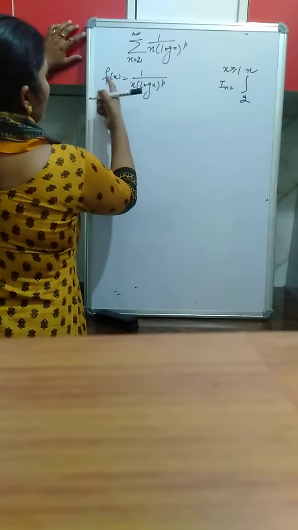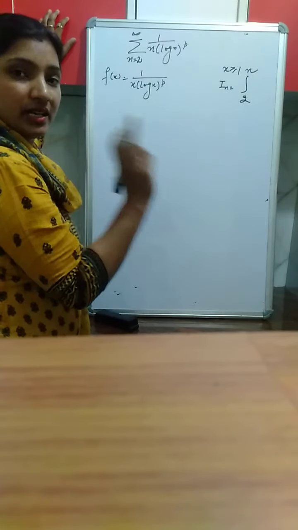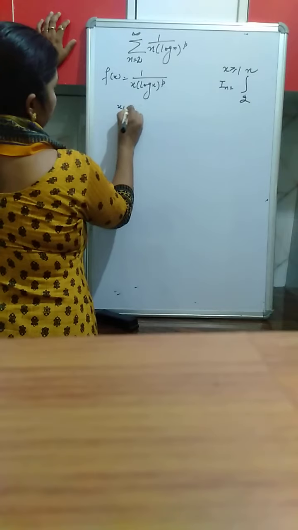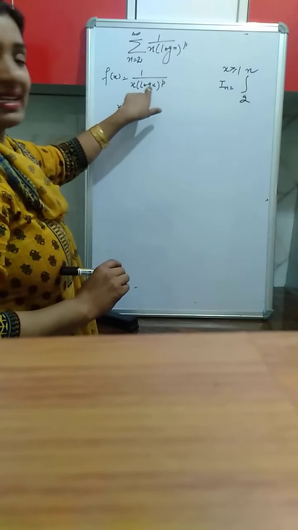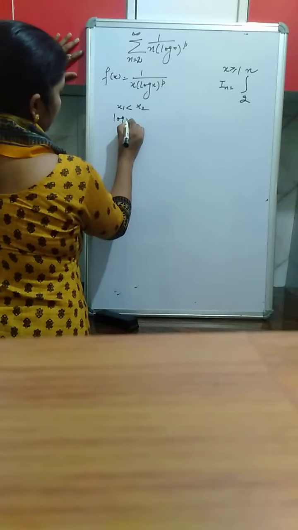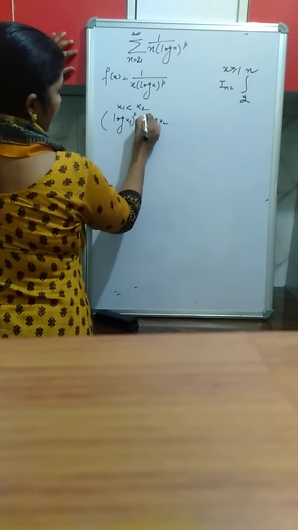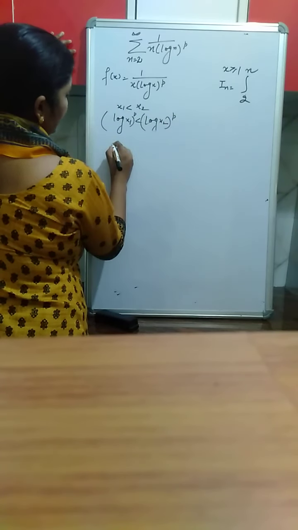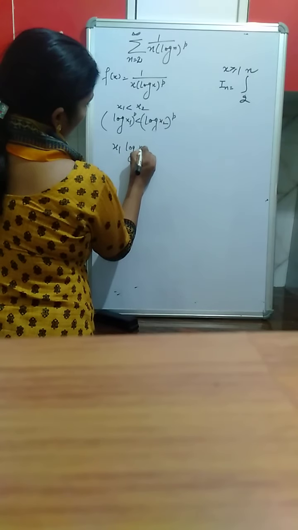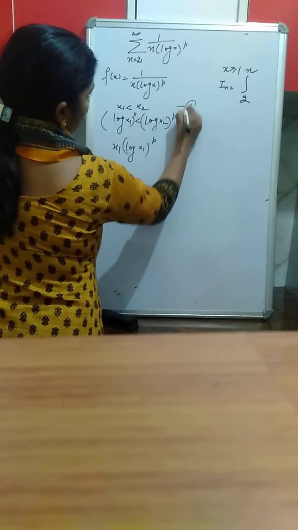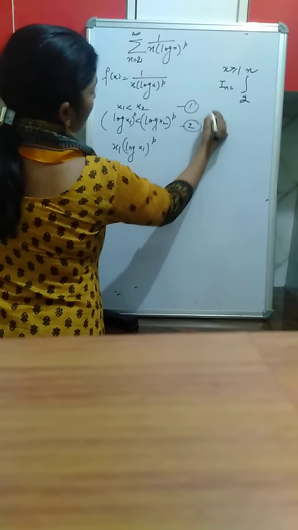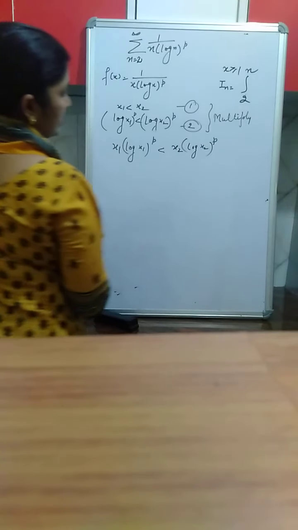Second condition, f must be decreasing, so let us take x1 less than x2. As log is an increasing function, log of x1 is less than log of x2, and raising to the power p we get this. Multiply these 1 and 2, we get x1 log x1 raised to the power p is less than x2 into log of x2 raised to the power p.